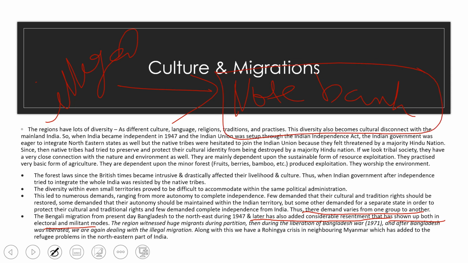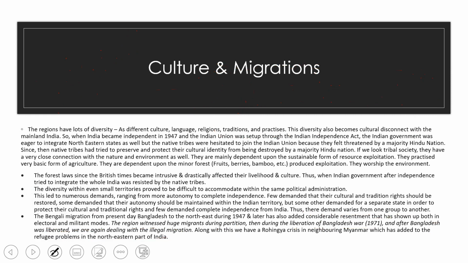They made them voter ID cards, and if they get voter ID cards, then ultimately they will be called Indian citizens. So out of greediness of getting citizenship of India, they made them their vote bank. The regions witnessed huge migration during the partition, and then during the liberation of Bangladesh war in 1971, and after Bangladesh was liberated, we are again dealing with illegal migration. Along with this, we have the Rohingya crisis in neighboring Myanmar, which has added the refugee problem in the northeastern states of India. Because of so much diversity present in the regions of the eastern states, we are facing lots of challenges.